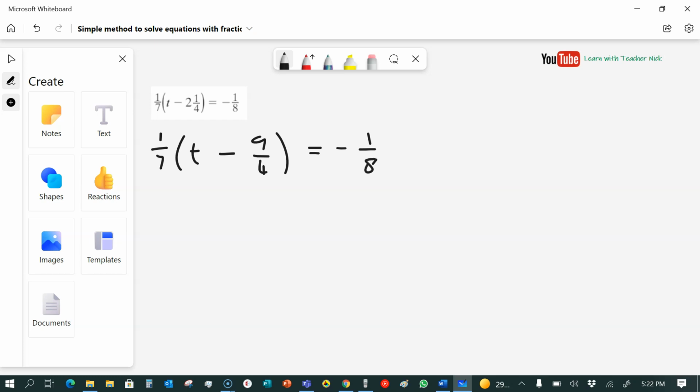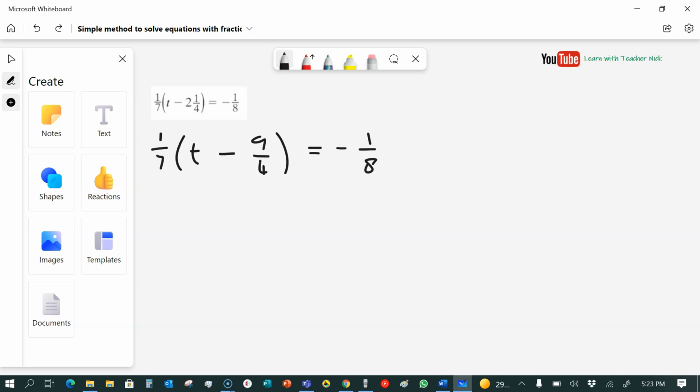Now, very important to remember that this here is one term. If there is a bracket and there is a fraction or a number outside, this is one term. But if we remove the bracket, then this would be two terms. Remember, terms are separated by a plus or a minus. So brackets do not make terms. This whole thing is one term.